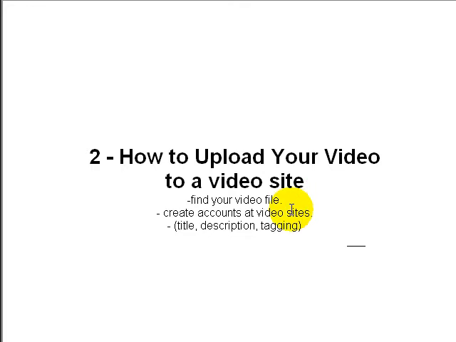Now, as you can see here, there are three things to do. You need to find your video file, then you need to create accounts at the video sites where you want to upload those videos, and then third, you want to know in advance what you're going to use for your title, description, and tagging. So with that said, let's go ahead and find a video file that we want to upload.